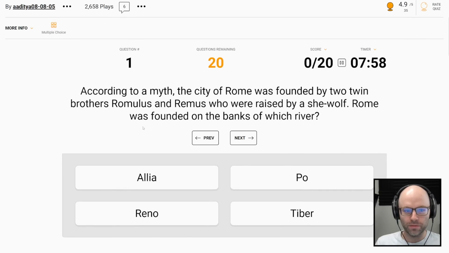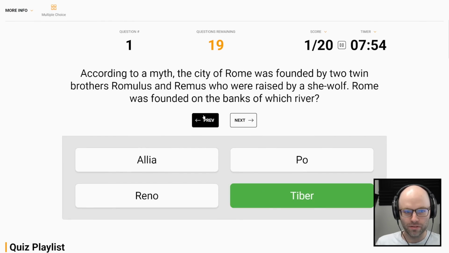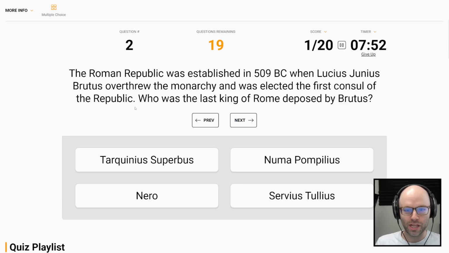City of Rome was founded by Romulus and Remus at the banks of what river? The Tiber. The Roman Republic was established in 509 BC when Lucius Brutus overthrew the monarchy and was elected first consul of the Republic. Who was the last king of Rome deposed by Brutus? Tarquinius Superbus, Numa Pompilius, Nero, or Servius Tullius?